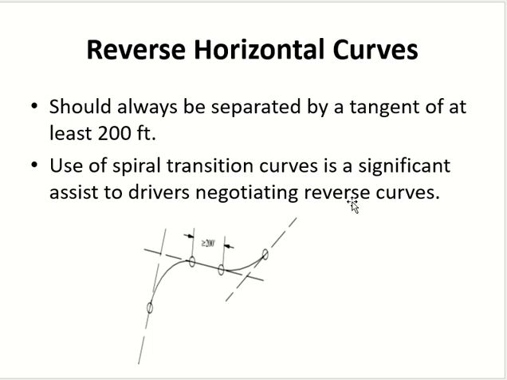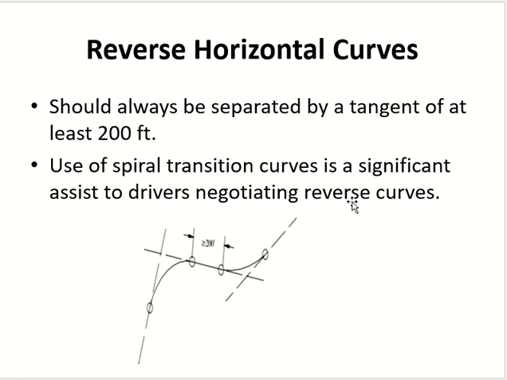Why? Because of safety reasons. You can see it's very difficult, you are going from one direction to the other. So in order to make it comfortable for the driver, we keep this much distance between the two curves. Still we consider it as one reverse curve.